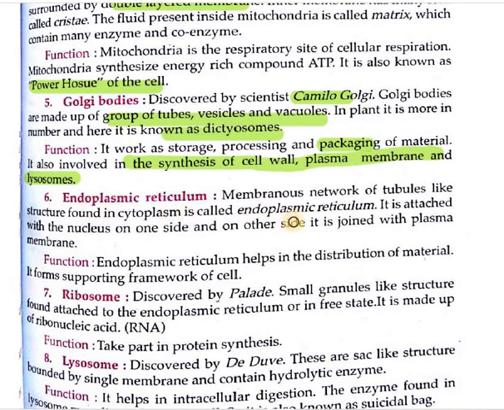The membranous network of tubules-like structure found in the cytoplasm is called the endoplasmic reticulum. It is attached to the nucleus on one side, and on the other side, it is joined with the plasma membrane. Function: the endoplasmic reticulum helps in the distribution of material. It forms the supporting framework of the cell. It transfers important materials from one place to another.